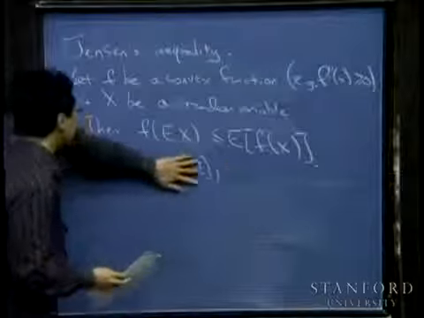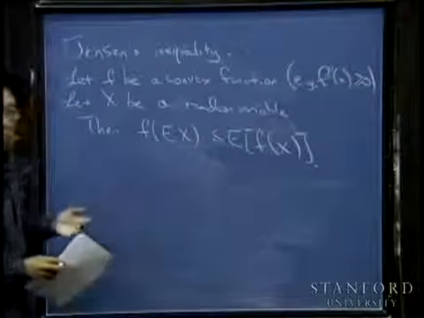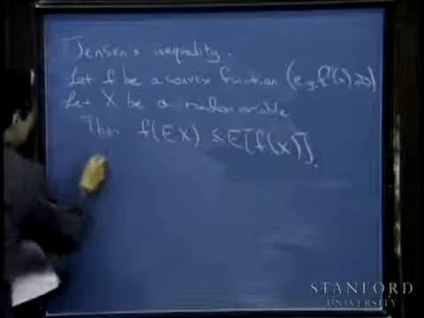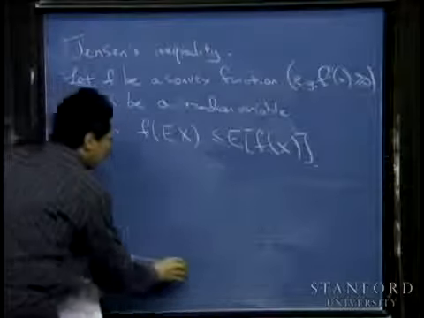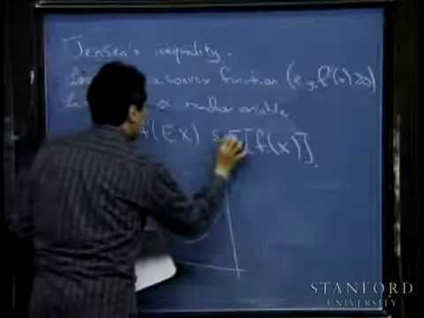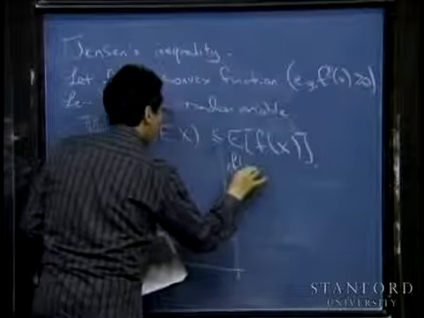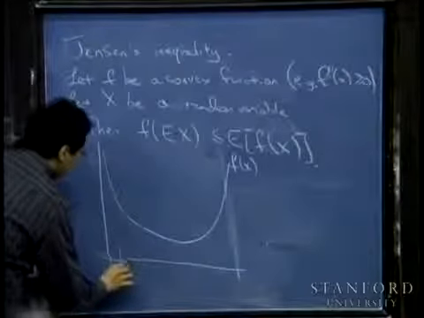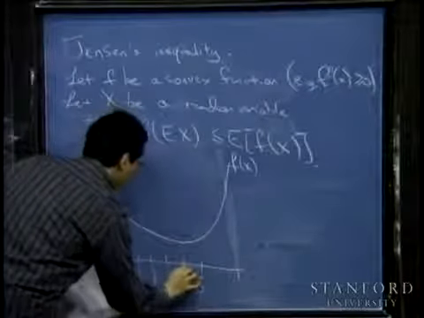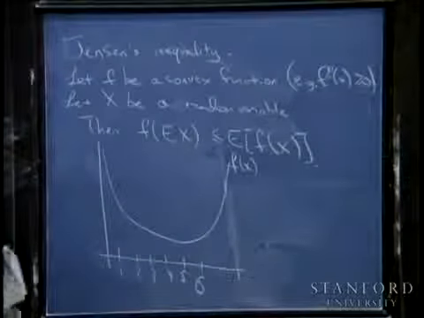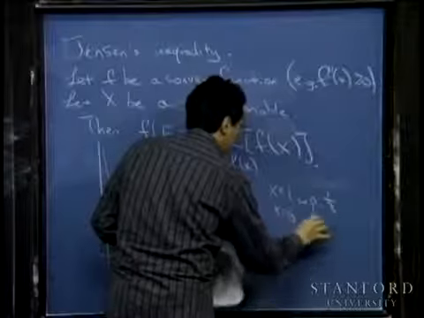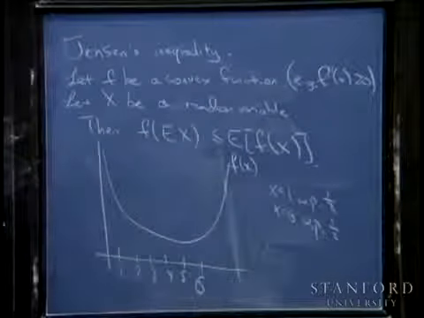So let me draw a picture that will explain this. Many of my friends and I often don't remember whether this is less than or greater than. The way many of us remember the sign of that inequality is by drawing exactly the following picture. Here's a function f of x, and for this example, let's say x is equal to 1 with probability 1/2, and x is equal to 6 with probability 1/2. This is just to illustrate this inequality with an example.